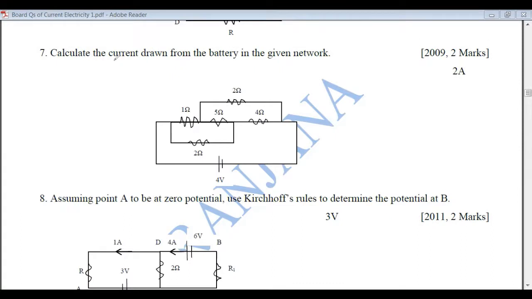Question number 7: calculate the current drawn from the battery in the given network. Here you have to find out this current I, where the potential difference of the battery is given as 4 volts.